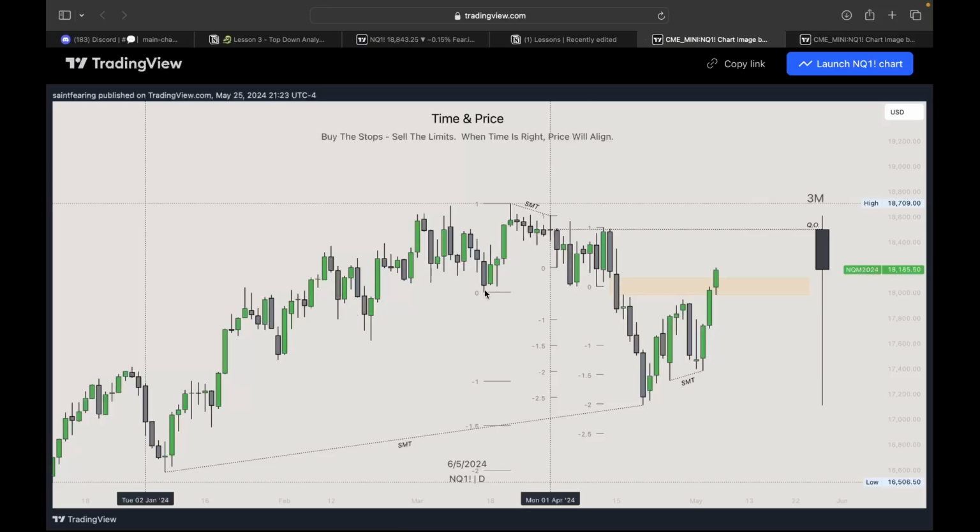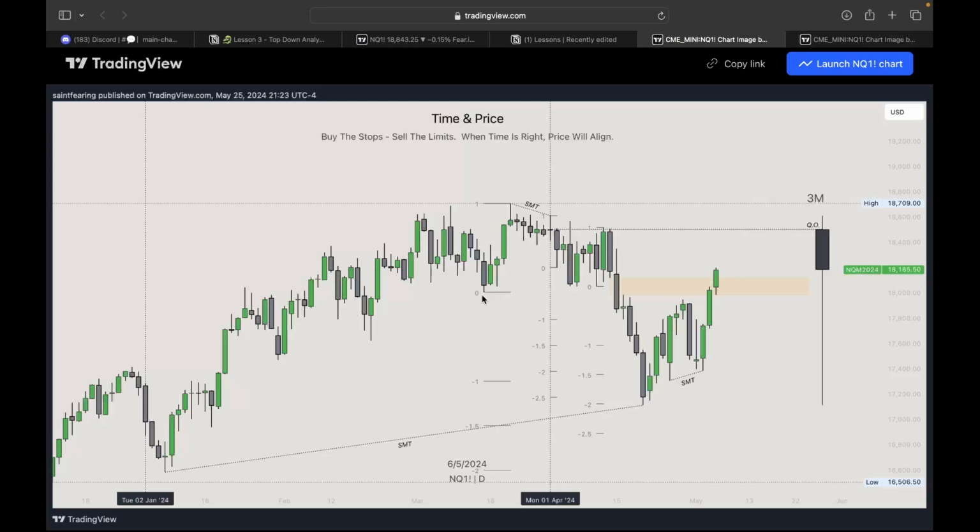So I want you to quickly think about, why do we think that price respected this standard deviation leg, this first expansion leg, this manipulation leg? They both are equally as valid. -2, -2.5, -2.